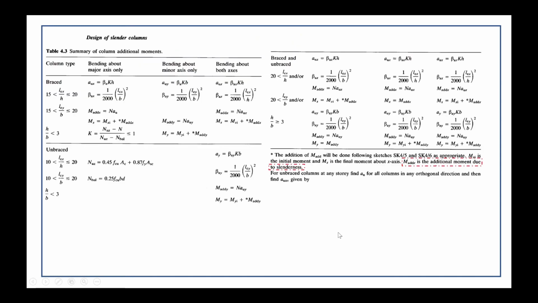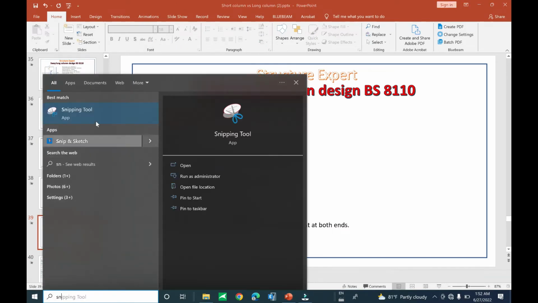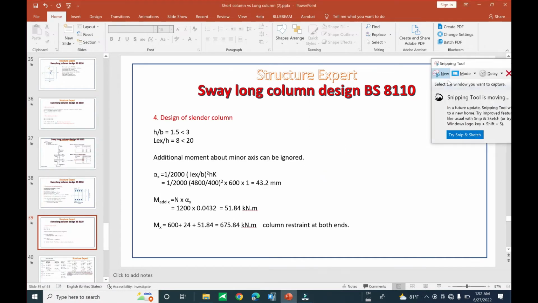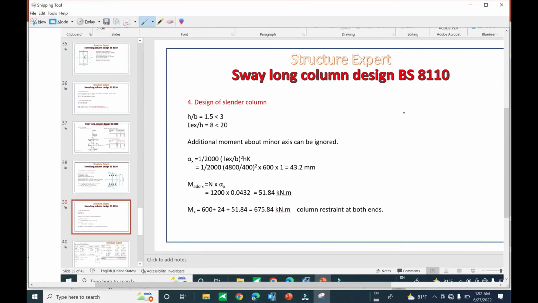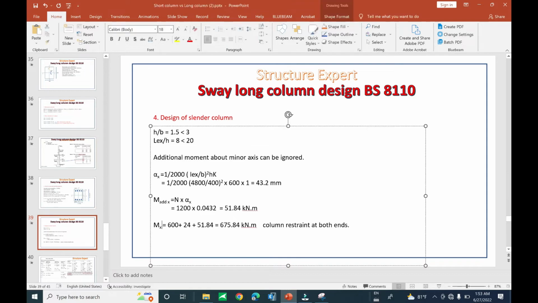Now I want to explain this. When you design a long column, we are concerned about the deflection. This one is the deflection, and if you calculate it, it is equal to 34.2 millimeter for the square column. And now we get the additional moment, equal to N multiplied with alpha H, equal to 51.84 kilonewton meter.